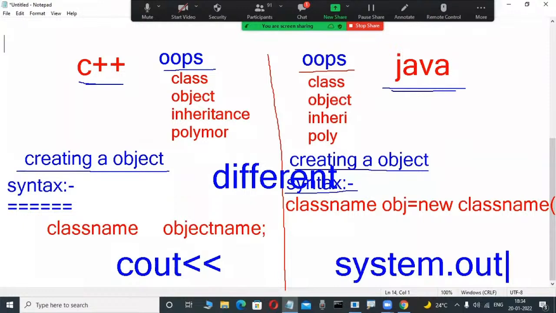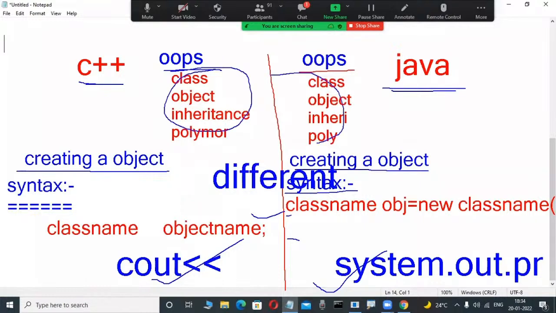System.out.println, is something there or not? Yes, here. That's why it is syntactically different. Functions are also totally different in these two object-oriented languages. But conceptually, some OOP concepts are the same, right? Same. OOP concepts are the same.